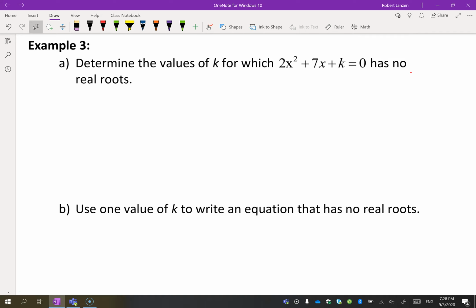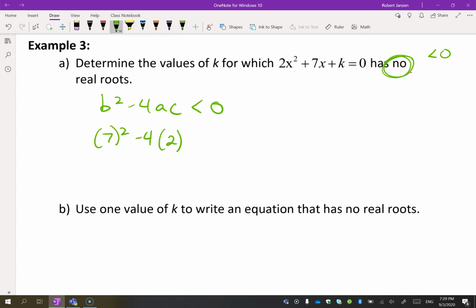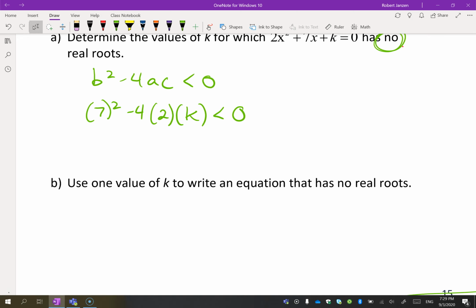It says determine the values of k so there are no real roots. If there are no real roots, this means it's going to be less than 0. So that means my discriminant is less than 0. So let's plug in what we've got. This means 7 squared minus 4 times 2, and c is actually k. So we're supposed to find out what value of k works here. So 49 minus 8k is less than 0.